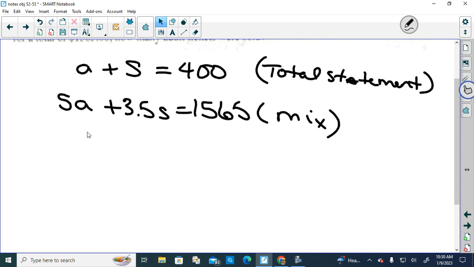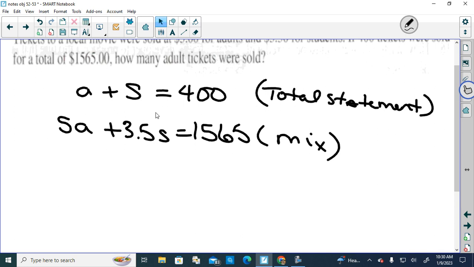Okay, so now we're at where we were before, where we can solve. They wanted to know how many adult tickets were sold. That means we're solving for A, right? So we want to plug in for S, to replace the S with the information so that we just have A.